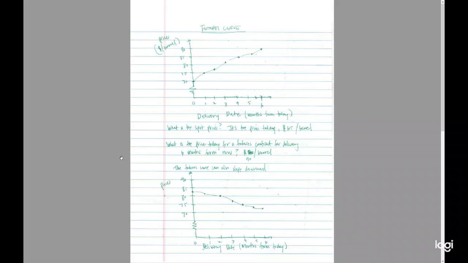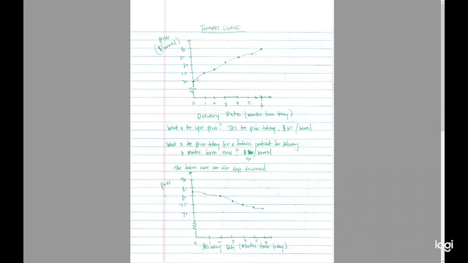What is the price for a futures contract for delivery 6 months from now, according to this? Approximately $90. So that's this value right up here. So we're thinking the price today for oil delivered 6 months from today is $90. The price for oil delivered today is roughly $70.